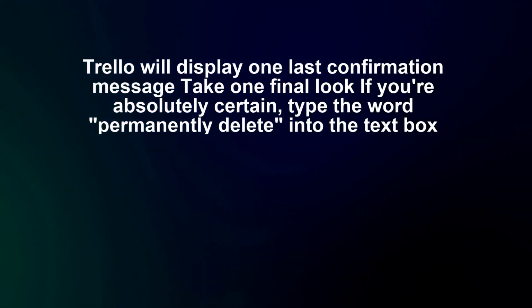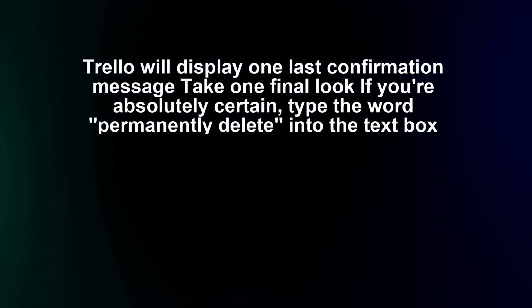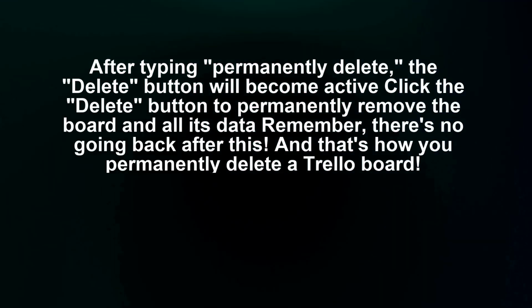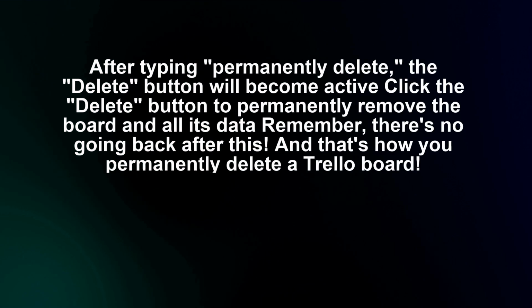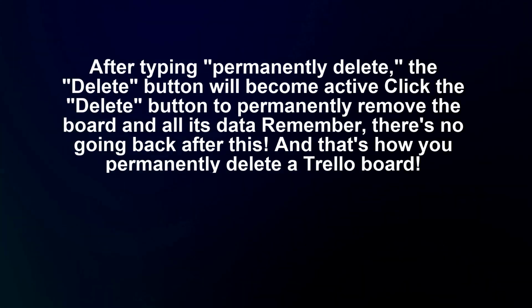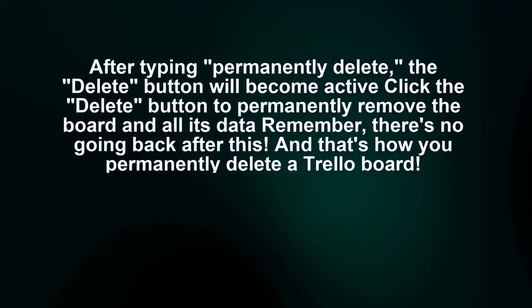Trello will display one last confirmation message. Take one final look. If you're absolutely certain, type the word "Permanently Delete" into the text box. After typing "Permanently Delete," the Delete button will become active. Click the Delete button to permanently remove the board and all its data. Remember, there's no going back after this. And that's how you permanently delete a Trello board.